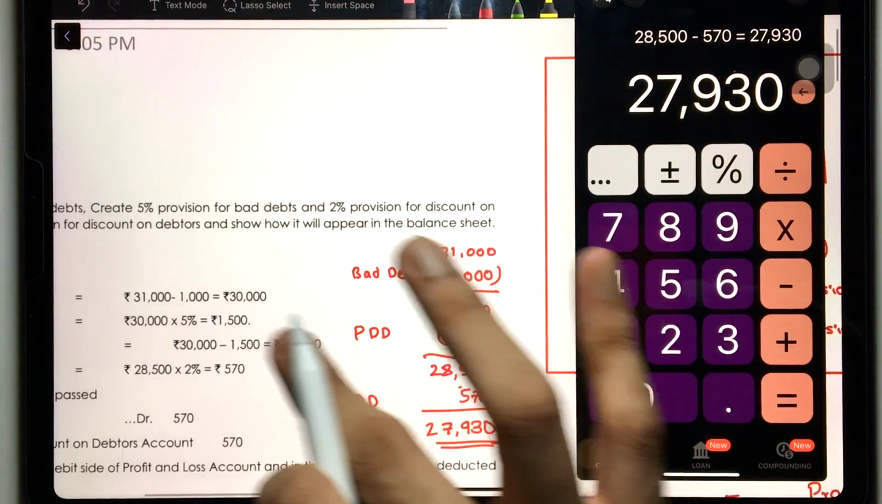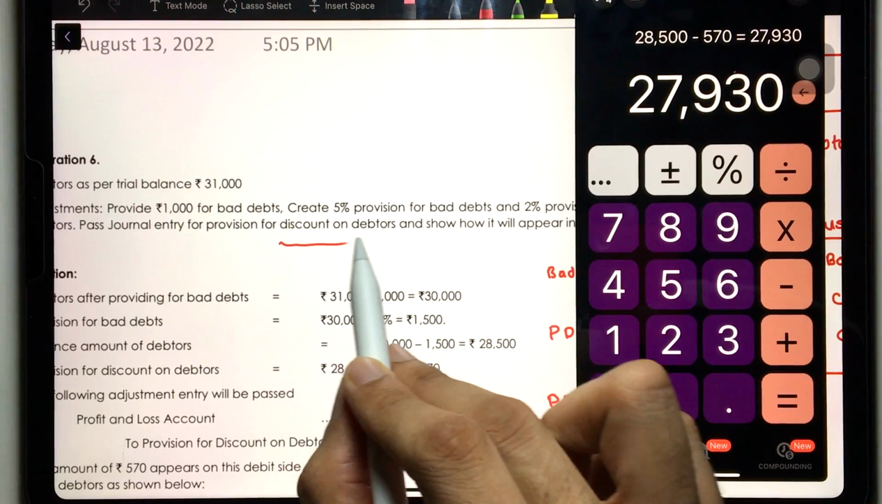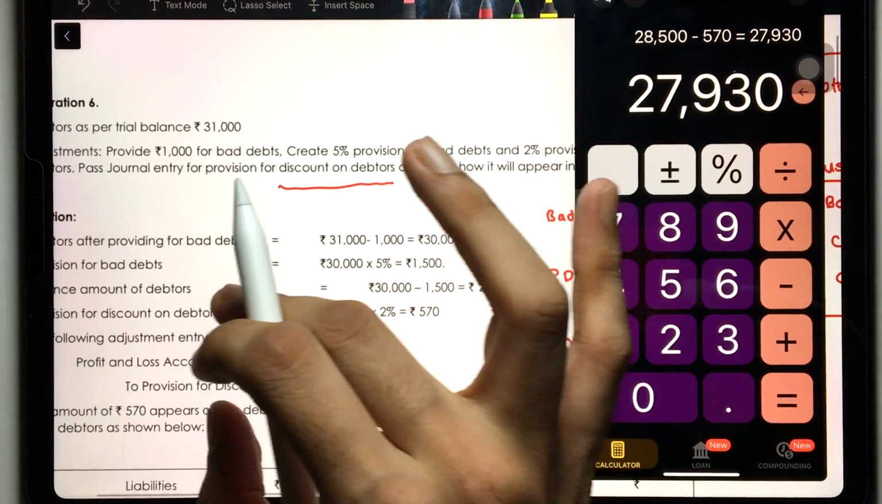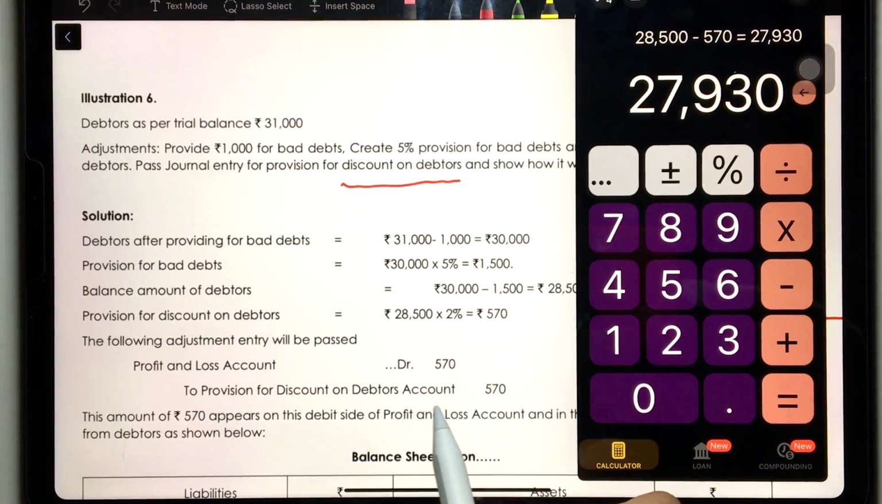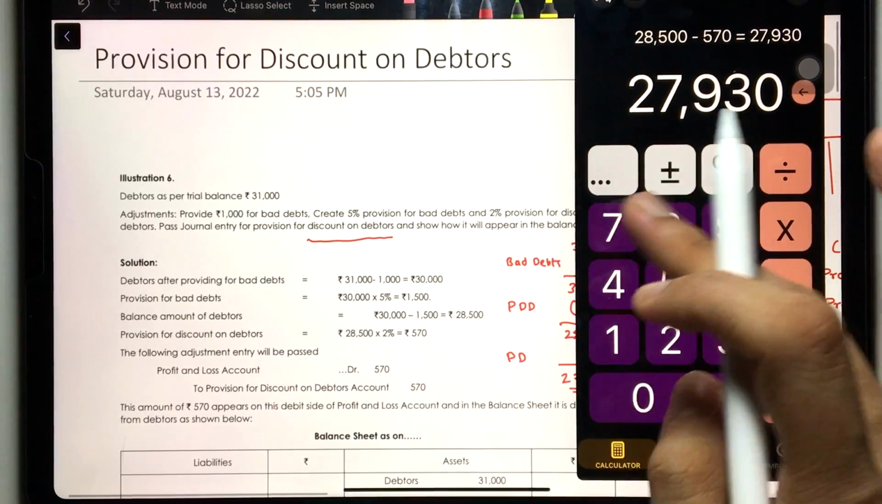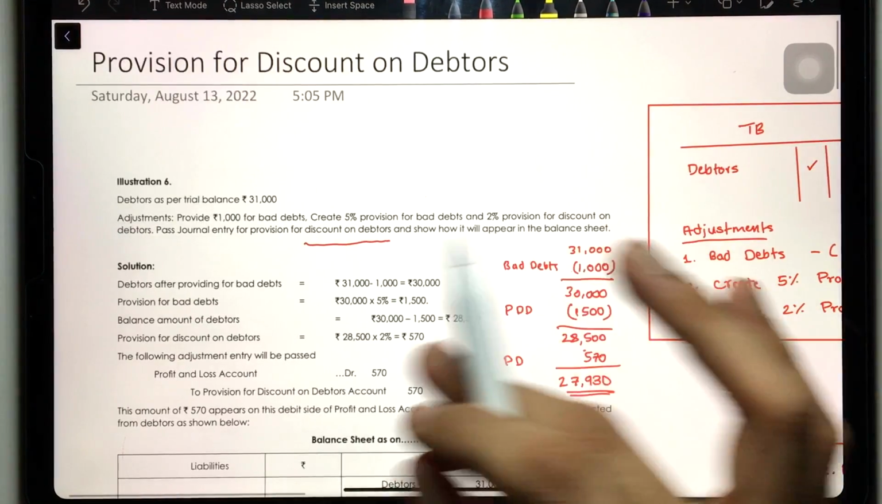Is that clear? So they have asked us the journal entry for what? Only for the discount on debtors, right? So the journal entry will be this. See here, profit and loss account debit to provision for discount on debtors. Okay, this is the first year you are creating the provision. There was no provision earlier. Okay, this is the first time you are creating the provision.